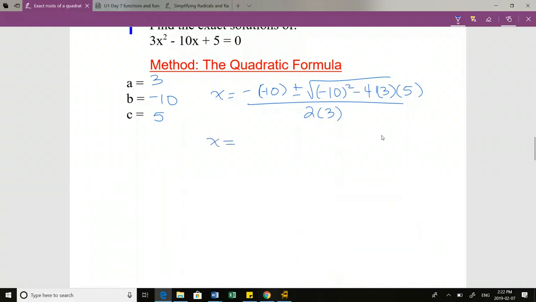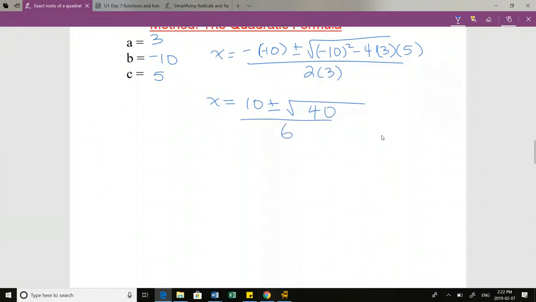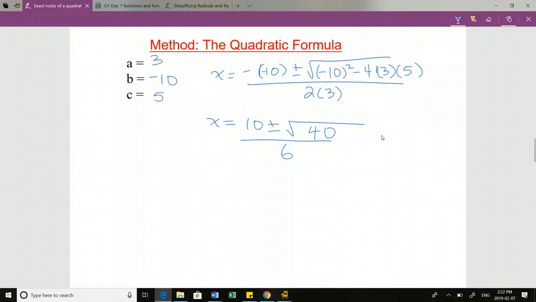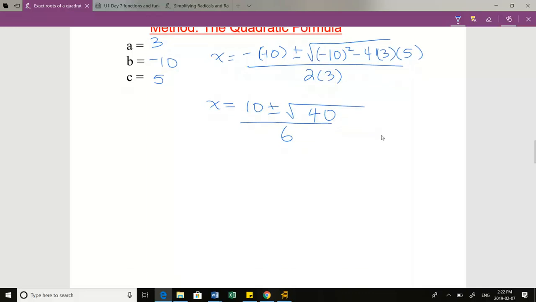So this is the grade 10 portion of this, right? Just getting it simplified. So I have 100 minus 60. So I have 40 underneath here. And then all over 6. Okay? That's grade 10, right? Now the grade 11 part is simplifying this radical and seeing if we can get this into reduced form, basically. Okay, so 40, biggest perfect square that divides into 40.